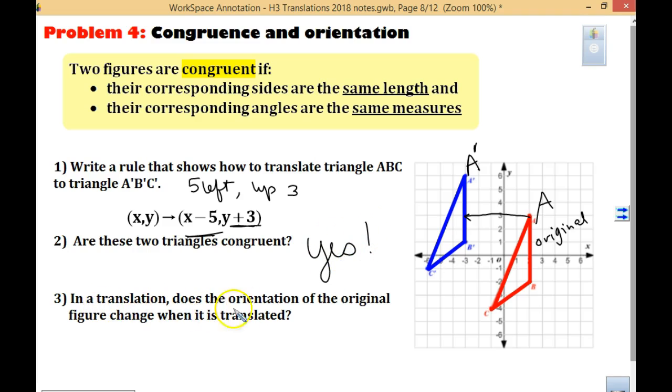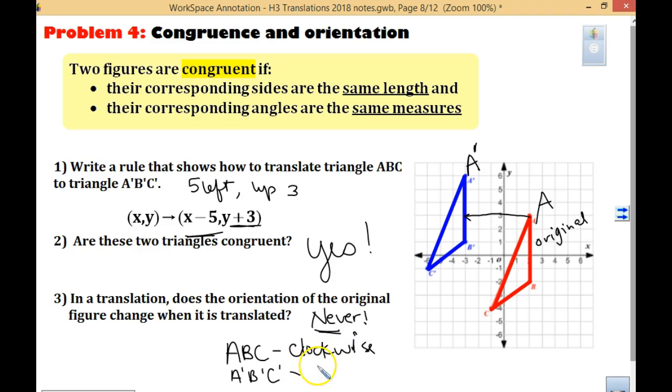It says, in a translation, does the orientation change? Remember yesterday our orientation changed with our reflection? But with a translation, the original went from A to B to C in this red figure, right? That would be clockwise, okay? When I look at A prime to B prime to C prime, did it change? No. So is the orientation changed when we translate? Never changed. Not with a translation.